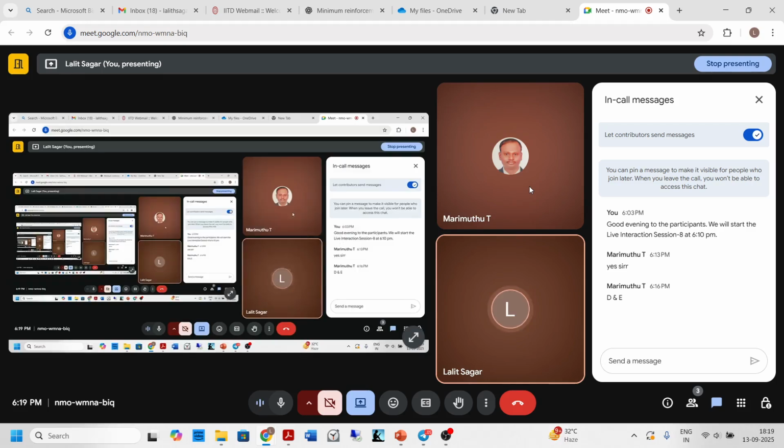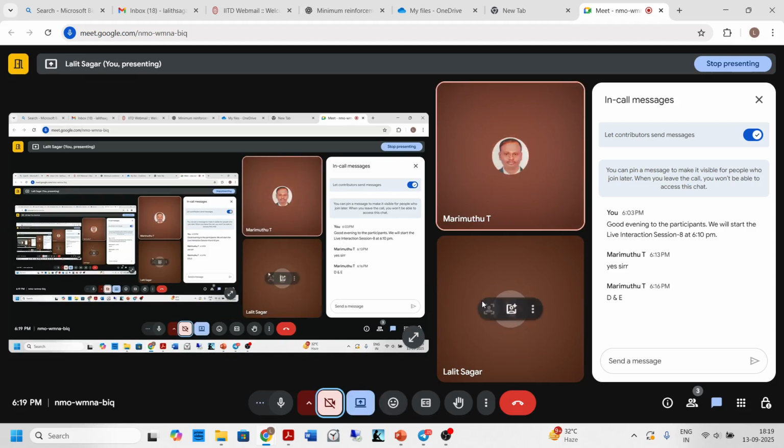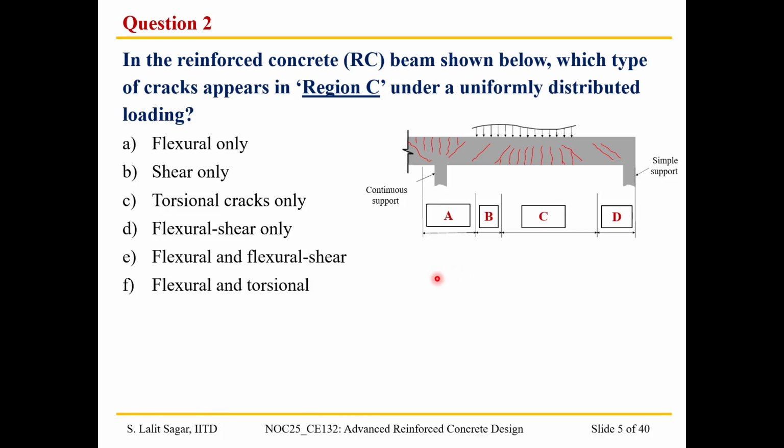Yes, flexural. Hello. Yeah, please go ahead. Sir, that C region is a flexural crack only, sir. Okay. Thank you for the response.